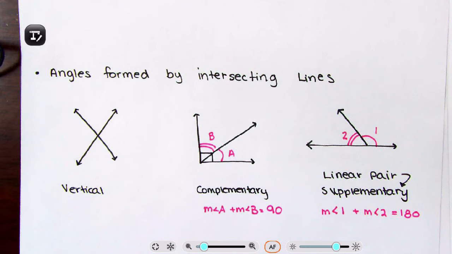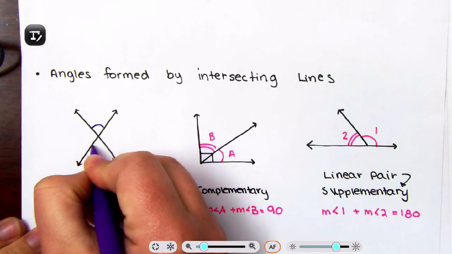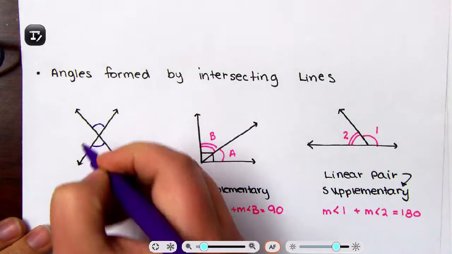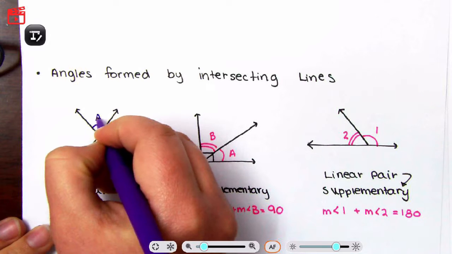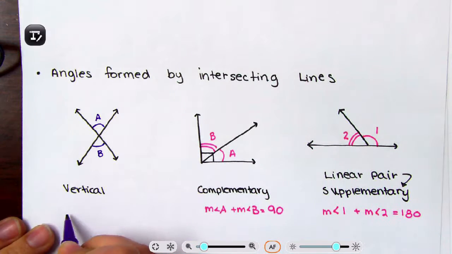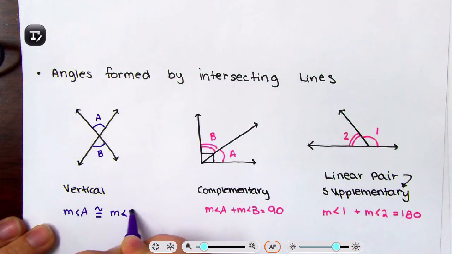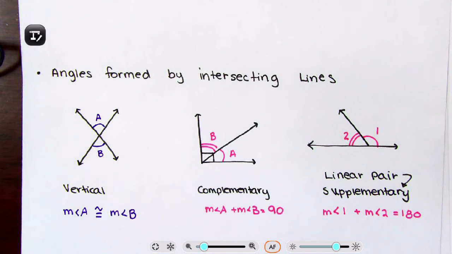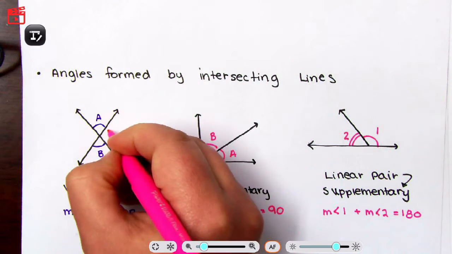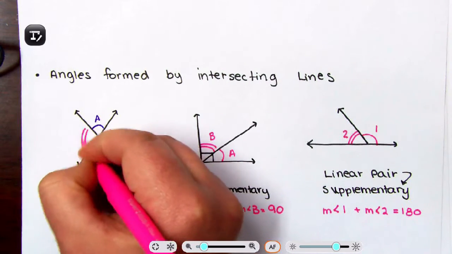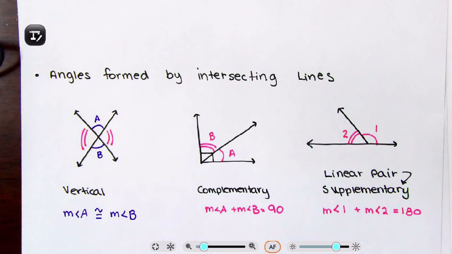One more angle formed by intersecting lines is a vertical angle. Vertical angles are angles that are opposite each other. So if I have angle A here and angle B here, the measurement of angle A is congruent to the measurement of angle B. That means they are the same measure. And same thing here, if I have one here and one here, those opposite angles are also congruent.